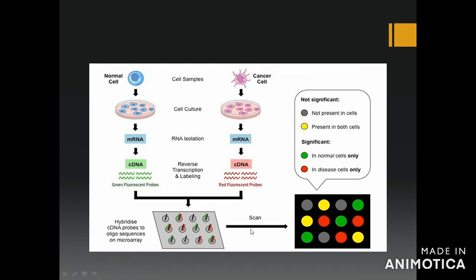So after you scan using the laser, the computer, and the camera, we get this image. So here the green ones are the normal cells and the red ones are the disease cells only. While if you want to find the hybridized cells, these yellows are present. These yellow sequences are present in both the cells. The sequences in these yellow circles are present in both the normal cells and the cancer cells, while the gray ones are not present in any of the cells.